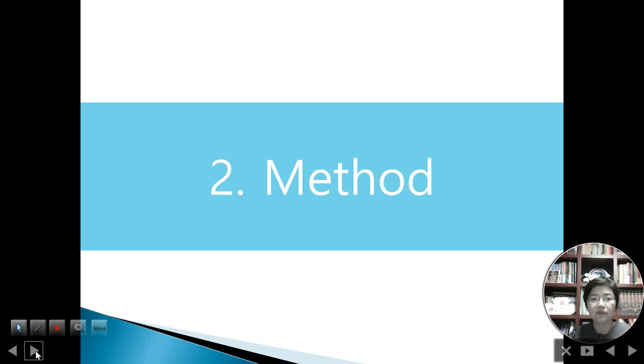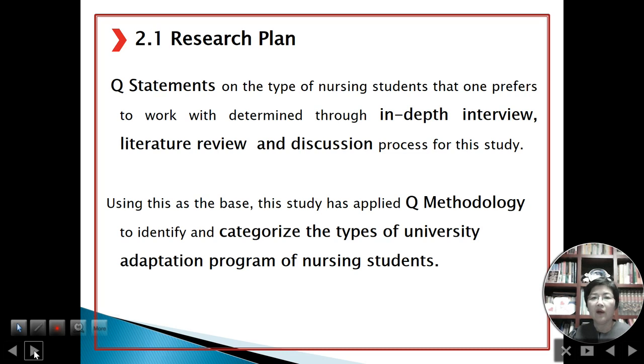Method. First, research plan. Q statements on the type of nursing students that one prefers to work with were determined through in-depth interviews, literature review, and discussion process for this study. Using this as a base, this study applied Q methodology to identify and categorize the types of university adaptation program of nursing students.